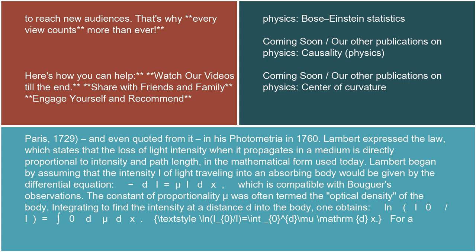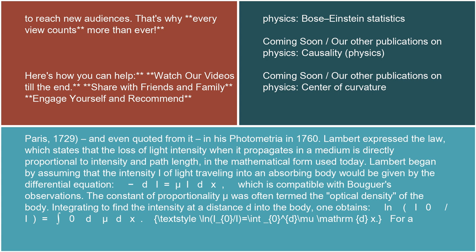Lambert began by assuming that the intensity I of light traveling into an absorbing body would be given by the differential equation, minus dI equals mu I dx, which is compatible with Bouguer's observations. The constant of proportionality, mu, is often termed the optical density of the body.